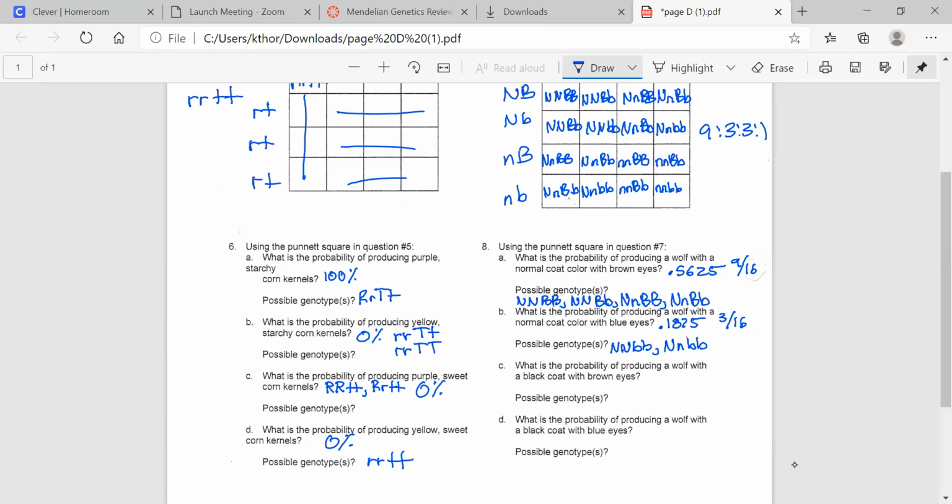What is the probability of producing a wolf with a black coat and brown eyes? So that's going to be recessive dominant. That would be 0.1875 or 3 out of 16. And the possible genotypes are going to be homozygous recessive, homozygous dominant, or homozygous recessive, heterozygous. And what is the probability of producing a wolf with a black coat and blue eyes? 1 out of 16 or 0.0625. And that would be double homozygous recessive.